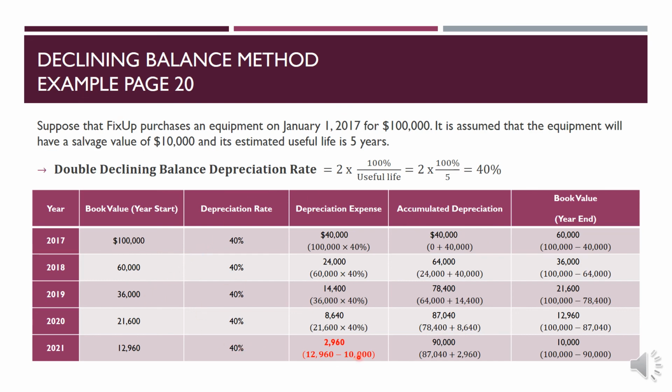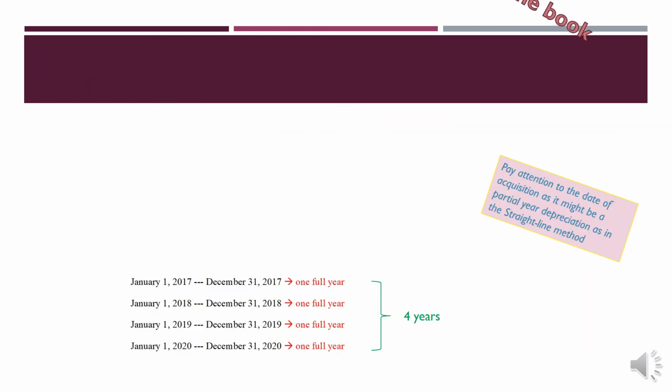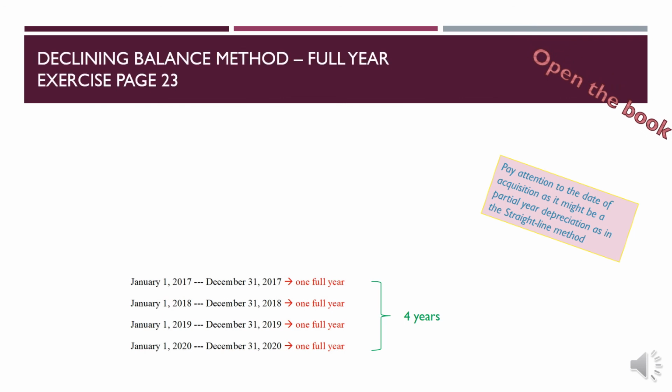But please pay attention when you reach the end year, which is 2021: the depreciation expense cannot be calculated by multiplying the book value at year start times the depreciation rate, but it is equal to the 12,960, which is the book value at year start, minus the salvage value, which is $10,000 in this case. So we have $2,960. And here we have an exercise, the solution for the exercise found on page 23.